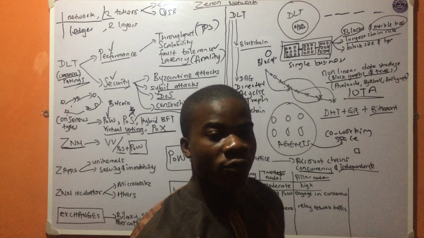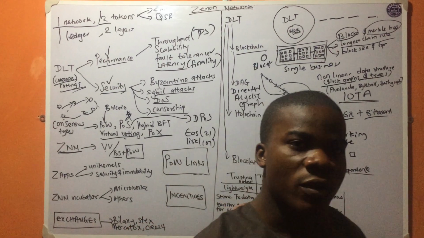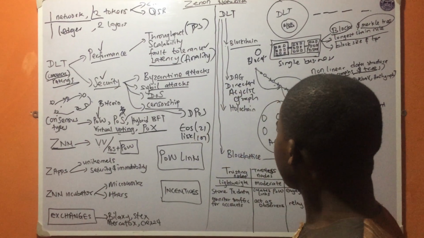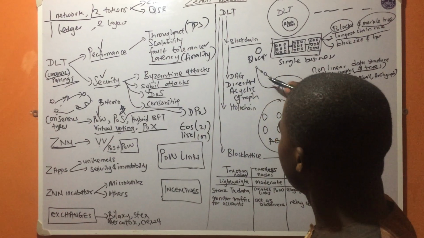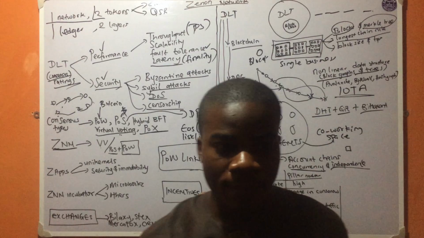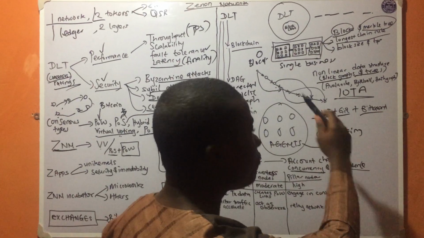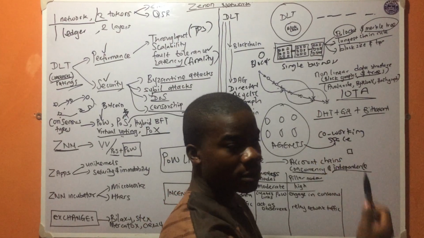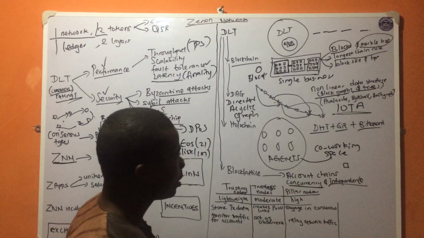In IOTA, for your transaction to be confirmed, you have to confirm 2 previous transactions in the system. Now, one of the problems with designing this system is security, because this system is very, very fast, right? But how do you design security in the system? That is one other challenge.